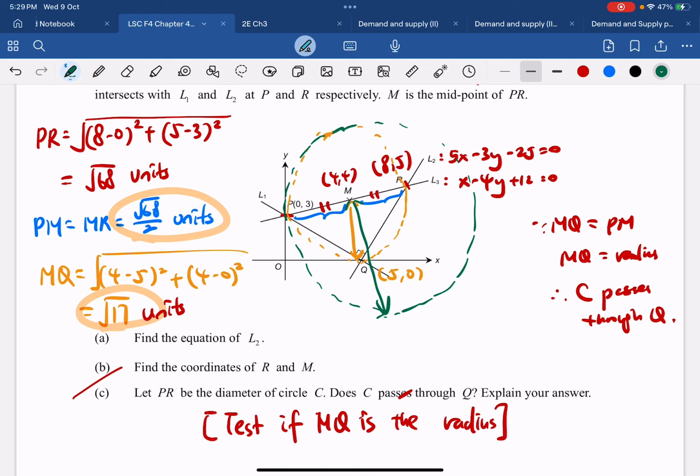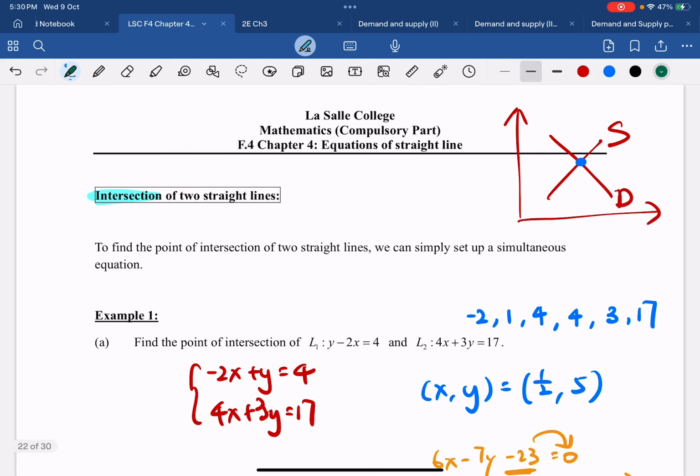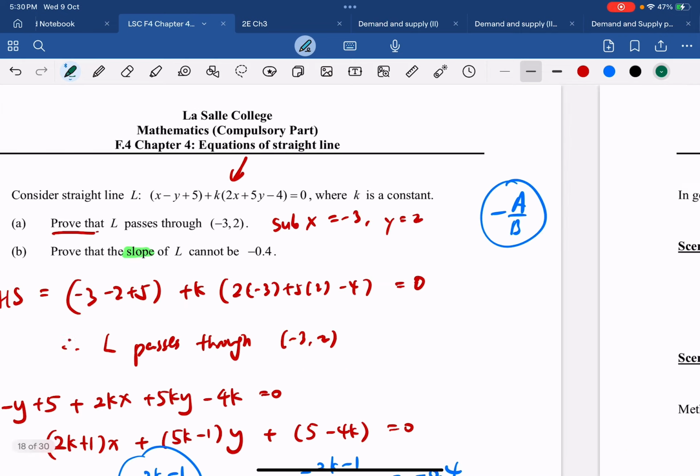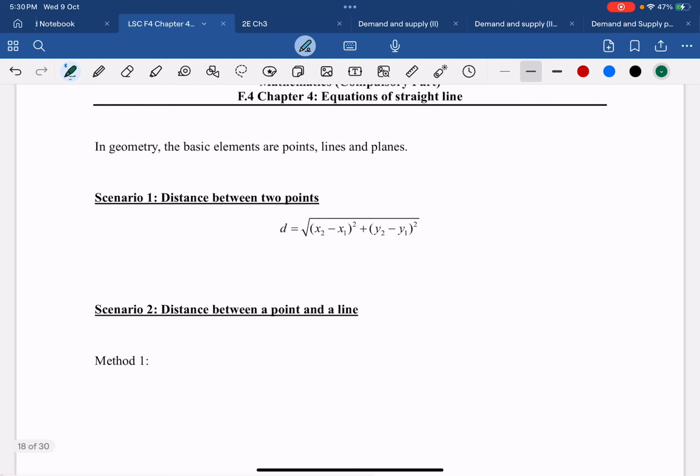So actually, the method is simple. You just use the distance formula. But the logic behind it is a bit hard, okay? So I hope you can improve, and then you can think of this advanced question step by step. So this is the part for the intersection of two straight lines, and then I would like to go to this page, which is page 15.